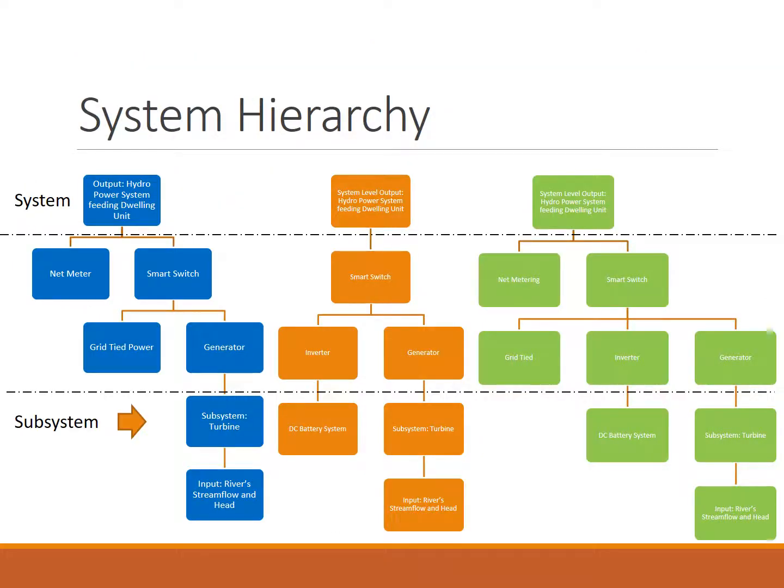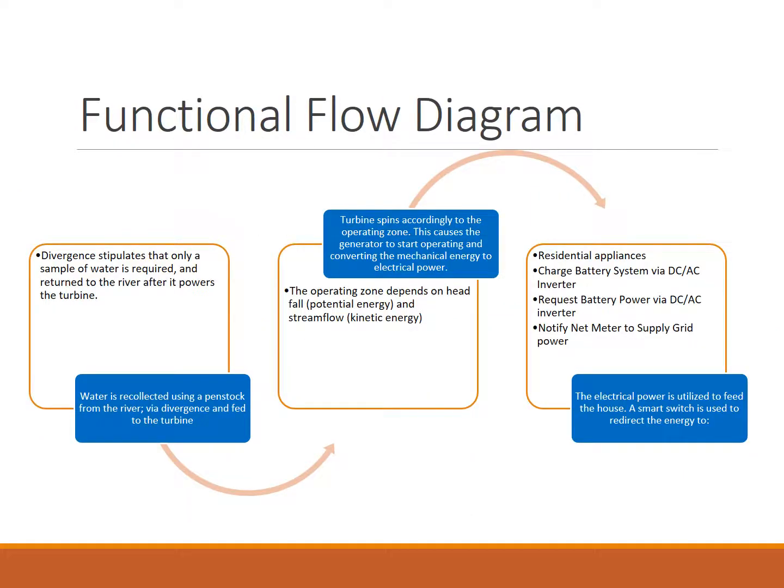This is just to represent how the system is laid out. At the system level performance, everything is integrated together. At the subsystem level performance, you actually depend on the inputs being fed to the turbine. This determines your subsystem level performance and how it performs as a complete system when you integrate every single component together. This is a functional flow diagram. Basically, it explains how the whole system works.